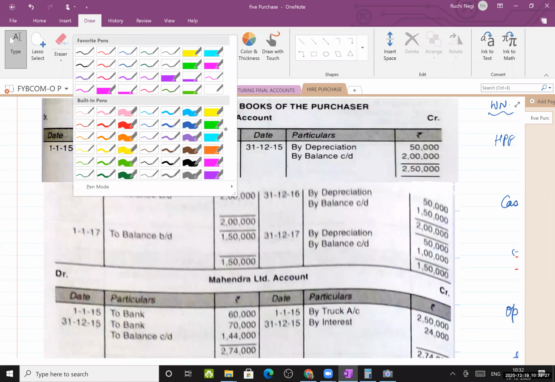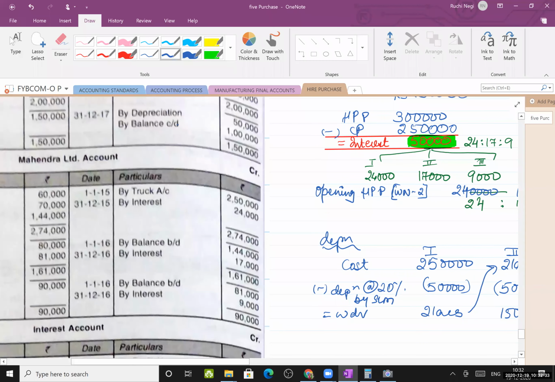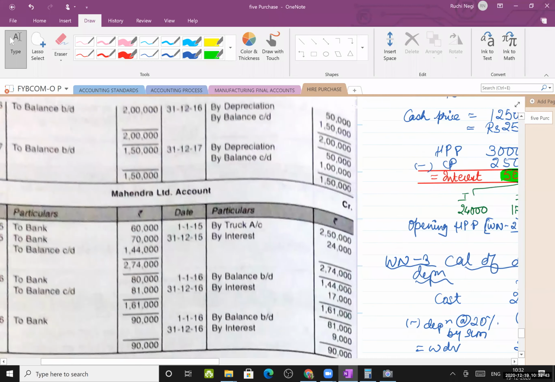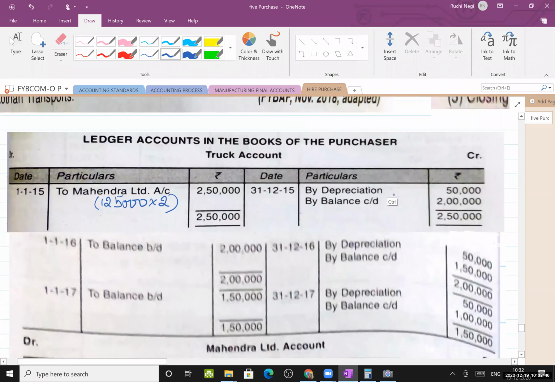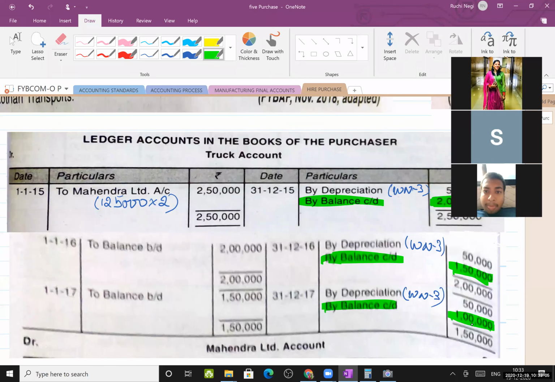जो आपने वर्किंग नोट किया है ना फॉर डेप्रिसिएशन, वही वर्किंग नोट इधर आपके काम आएगा. This is working note number 3, calculation of depreciation. These working notes will be of great help to you. और जो आपका WDV है वही आपका क्लोजिंग है. See, 2 lakhs, 1,50,000, then 1 lakh.